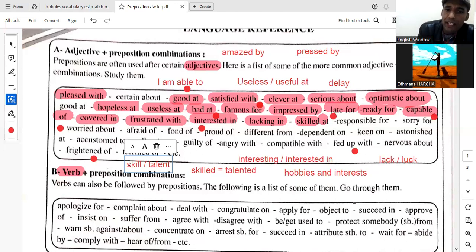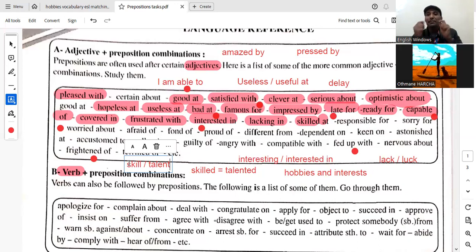I would say, example, can you give me an example in a sentence? I am skilled at what? I am skilled at playing football. Great, very good. Okay, I'm skilled at playing football.